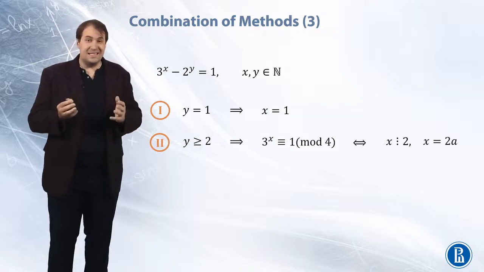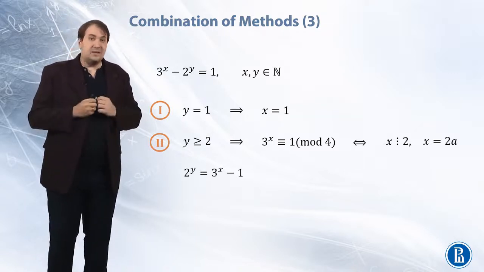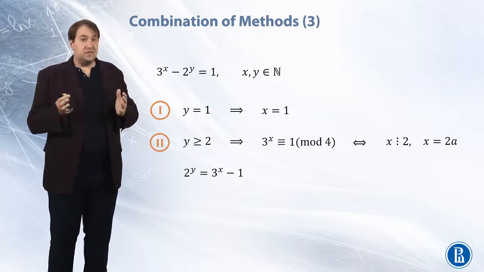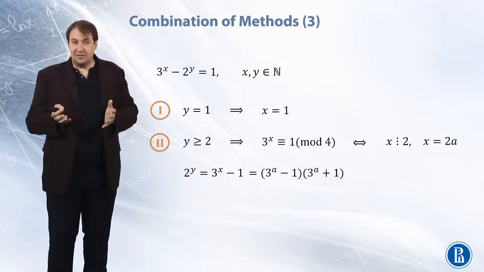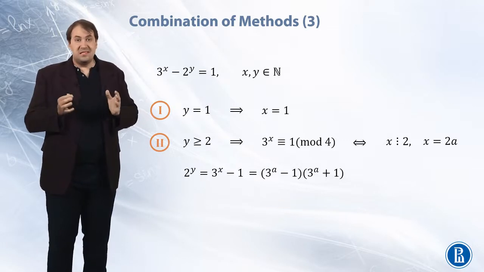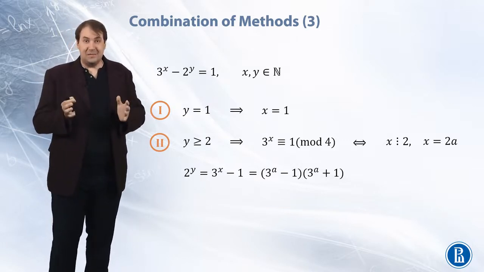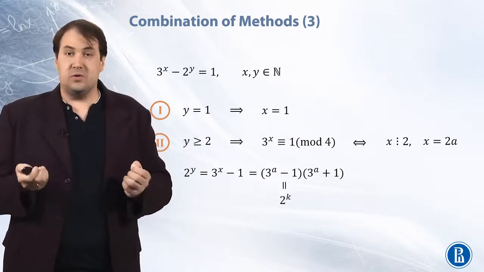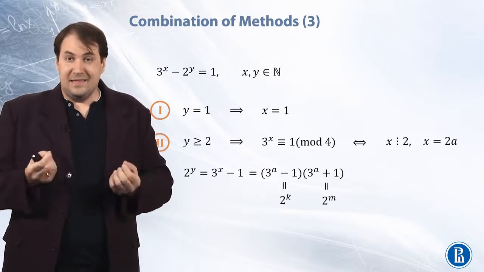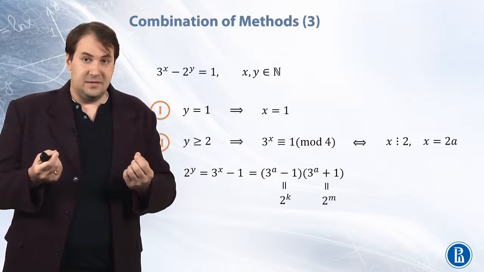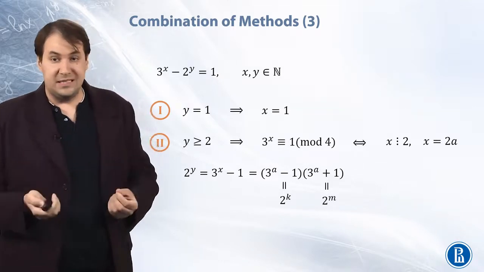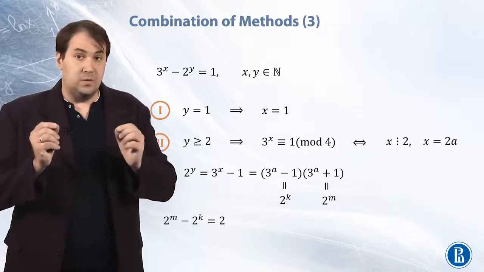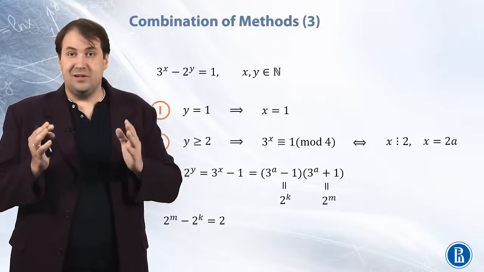So let's say that x is equal to 2a. This allows us to transform our original equation into a difference of squares and then decompose it in a standard way. And now these two factors, when multiplied, give a power of 2. So we understand that each of them must be a power of 2. And this gives us the next step, where we notice that the difference between these two factors is actually equal to 2.